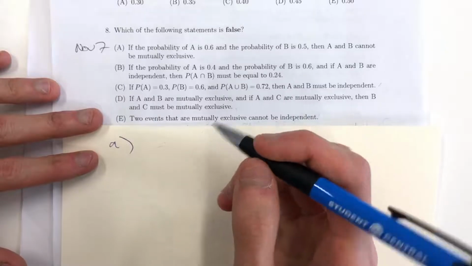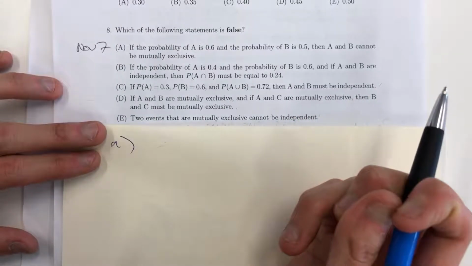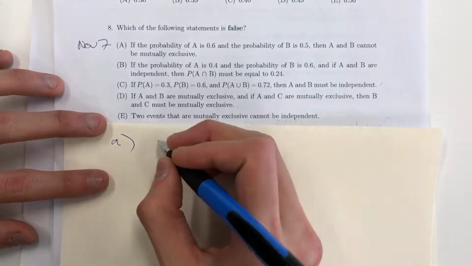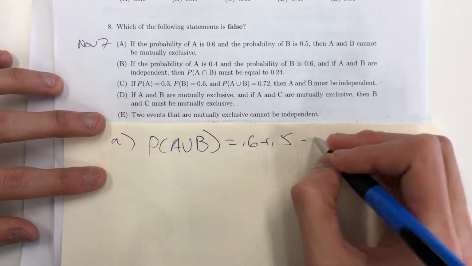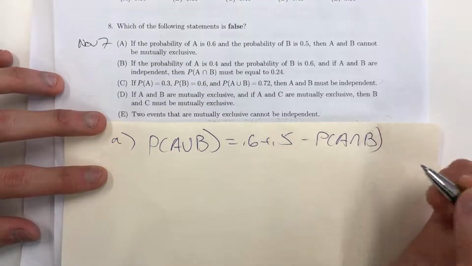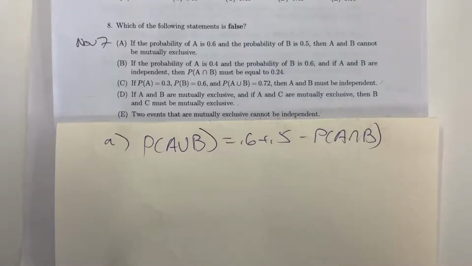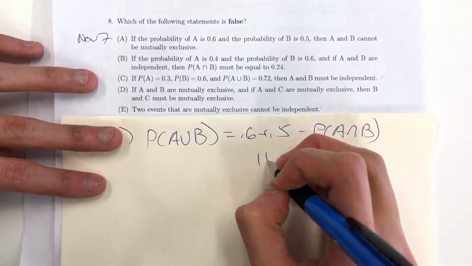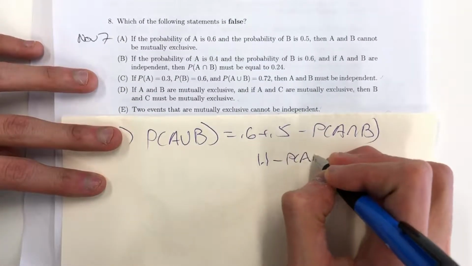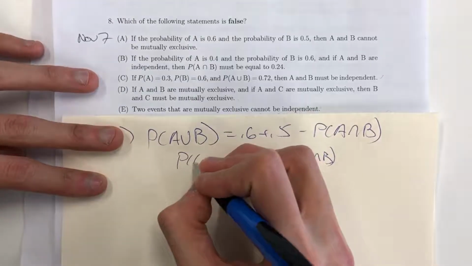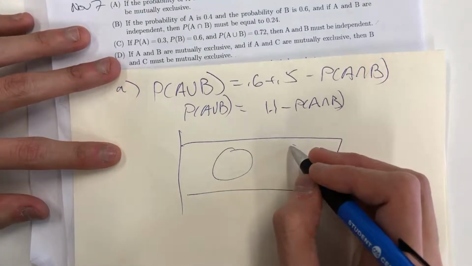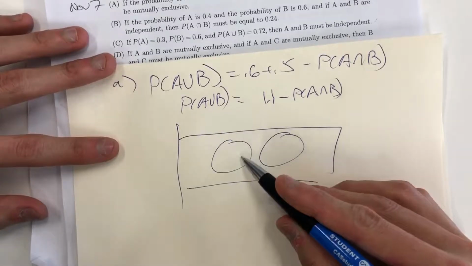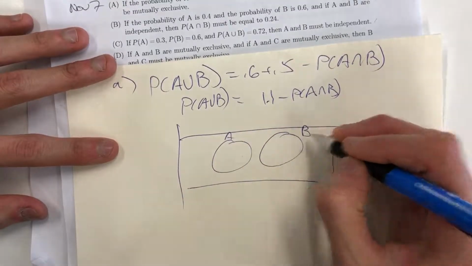If we know that probability of A is 0.6 and probability of B is 0.5, then A and B cannot be mutually exclusive. Let's verify this by finding the union. If A and B are mutually exclusive, that means that they can't happen at the same time. So the probability of A and B happening is equal to 0. It's much easier for me to visualize this on a Venn diagram. If it's mutually exclusive, it will be like this. There's no overlap between the two events.